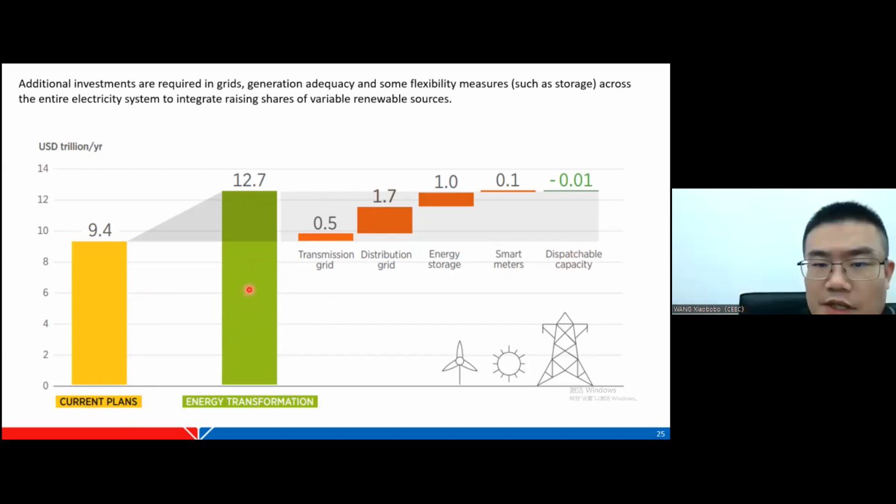The transmission grid, we need to update the transmission grid. We need to update the distribution grid. When the generation resource is variable, we need the smart grid to be flexible, and the consumer of the electricity to be flexible also. So we need to update a lot of things, the whole grid. We also need energy storage to compensate for the variability, especially of solar. We don't have solar at night, but that's when we come back from work. We need the electricity, and the smart meter and the dispatchable capacity.